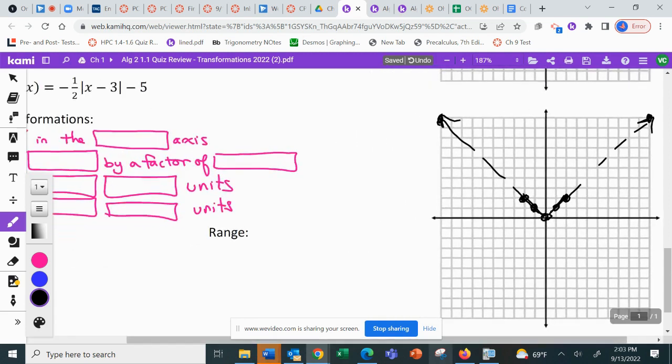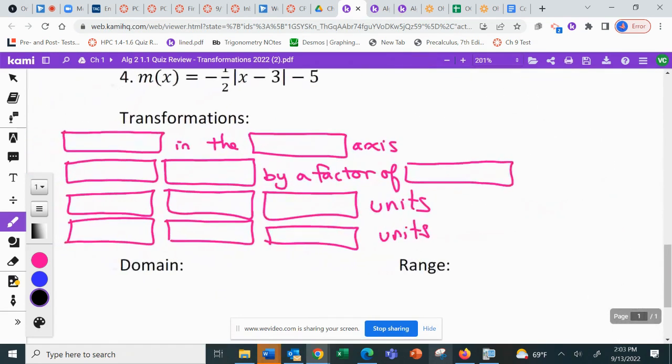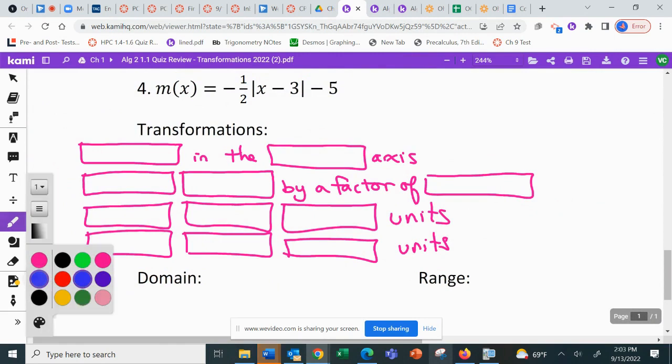I'm going to fill these in, see how you did. And because of time, I'm going to do it quickly. The first thing is blank in the blank axis. That is reflect in the x-axis. Then we've got blank, blank by a factor of blank. That's the 1/2.